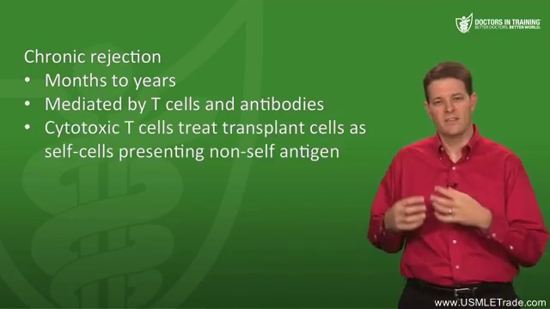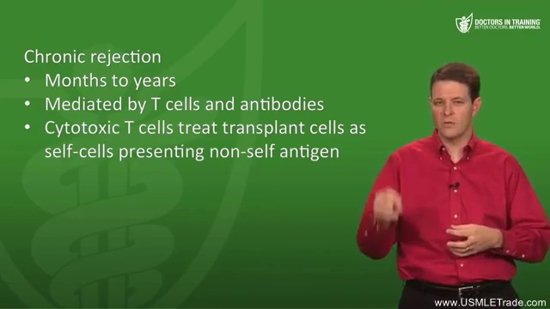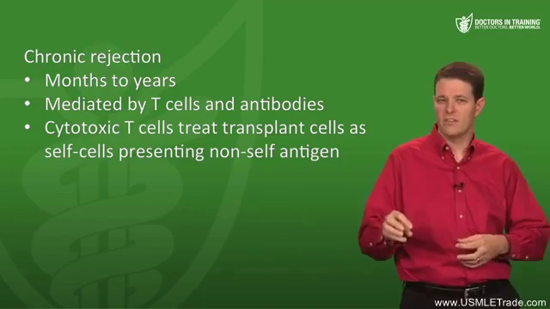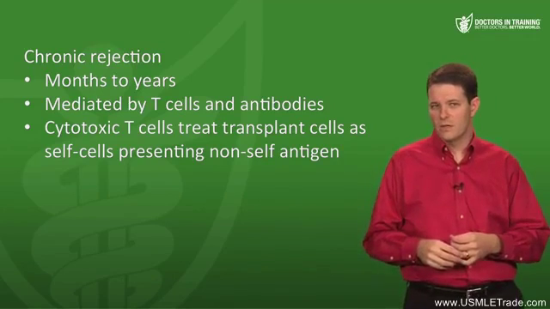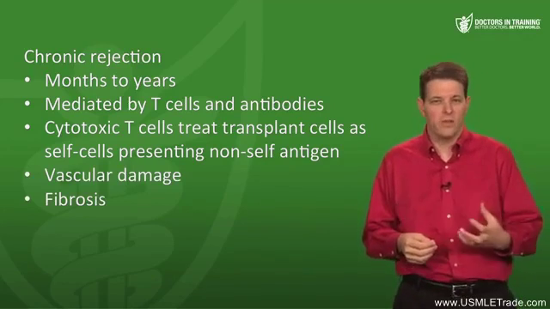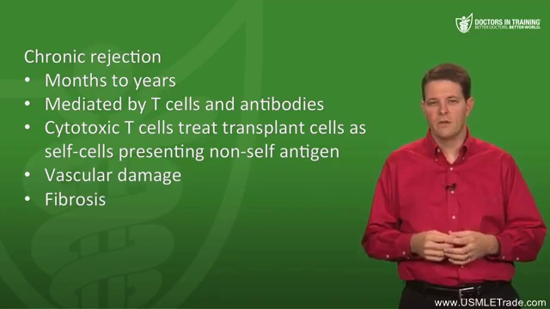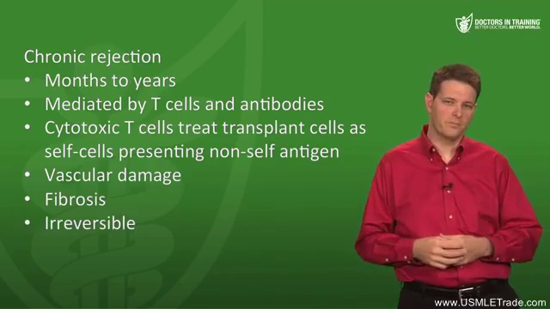But a big part of it is that the cytotoxic T cells see transplant cells with foreign MHC1 and foreign antigens, and they treat those cells like self cells that are presenting non-self antigens. There's also some vascular damage and fibrosis of the blood vessels and fibrosis of the transplant tissue itself. And unlike acute rejection, chronic rejection is irreversible.